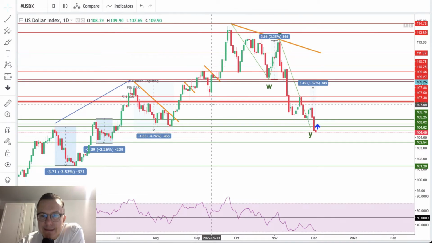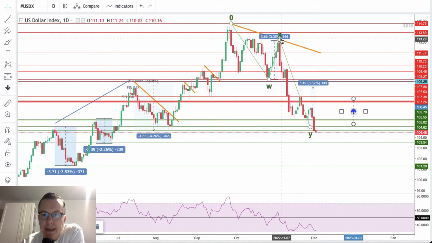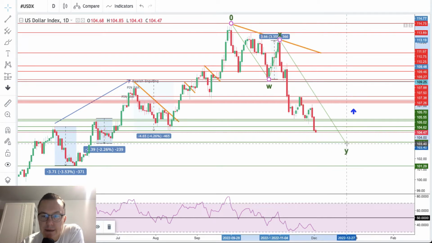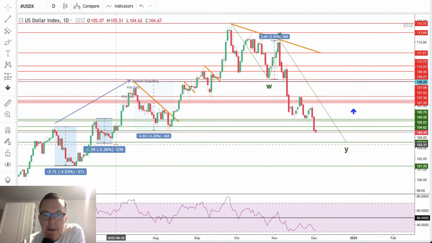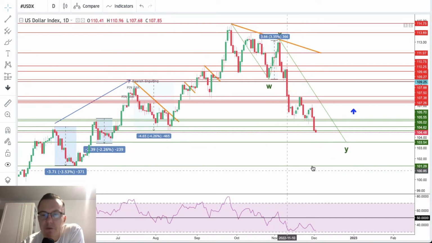US dollar. The US dollar index daily time frame chart is showing us another leg to the downside being extended towards the level of 103.54. So it looks like this W, X and Y pattern is getting overstretched. As you can see, right now the wave Y target is located at 103.54. This is the low from around the 19th of June 2022. So this is this year. Apparently almost half a year ago this low was made.